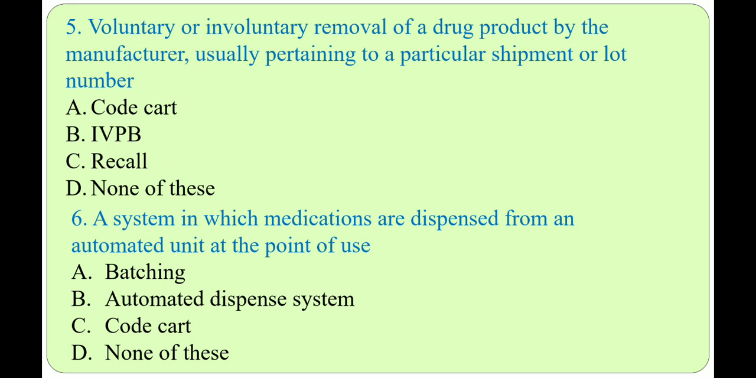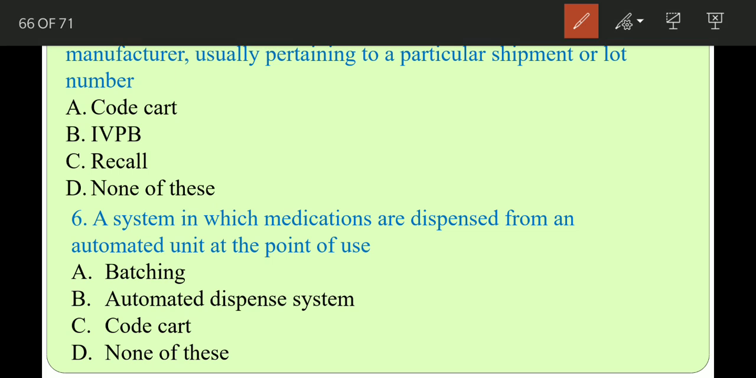Now the next question is, voluntary or involuntary removal of a drug product by the manufacturer, usually pertaining to a particular shipment or a lot number. So the options are A. Code card, B. IVPB, the full form is intravenous piggyback, C. Recall, or none of these. So the voluntary and involuntary removal of drug products is called a recall.